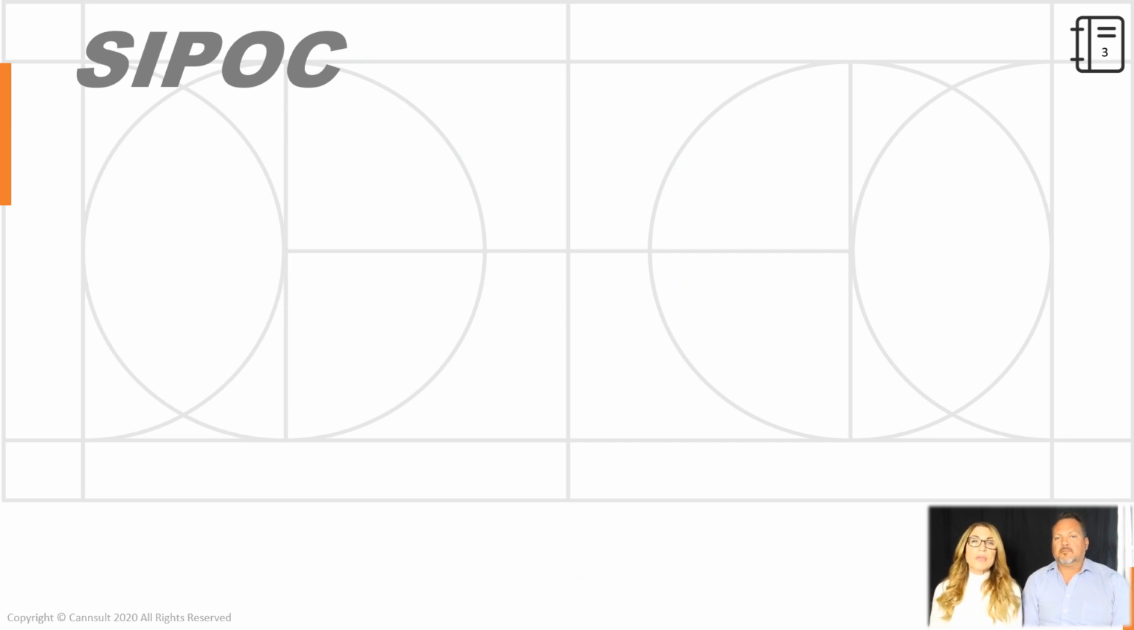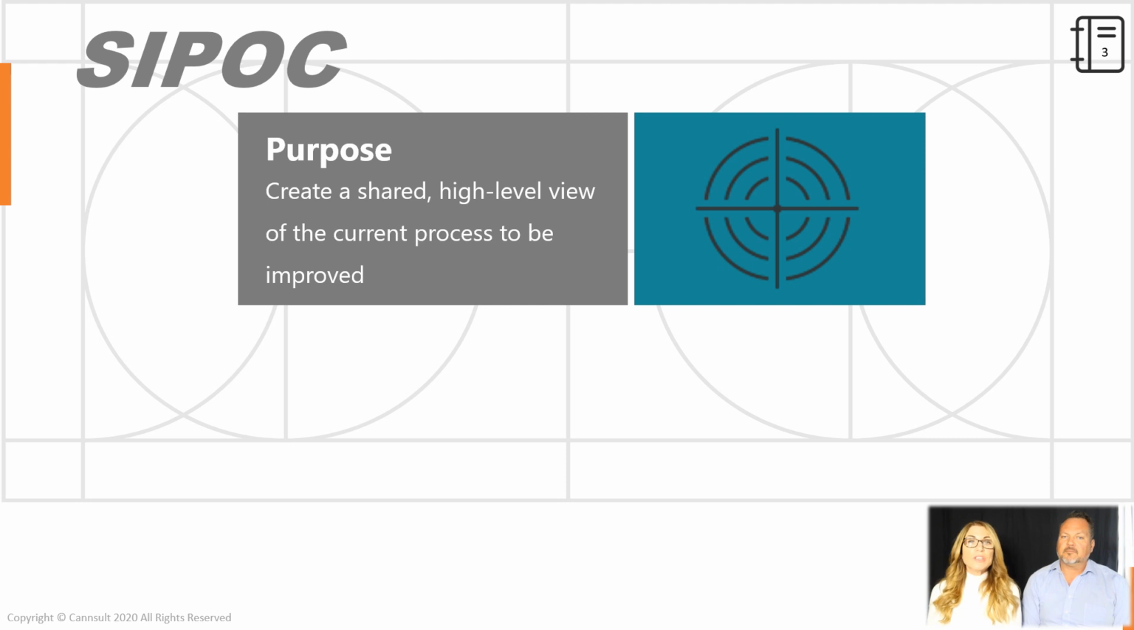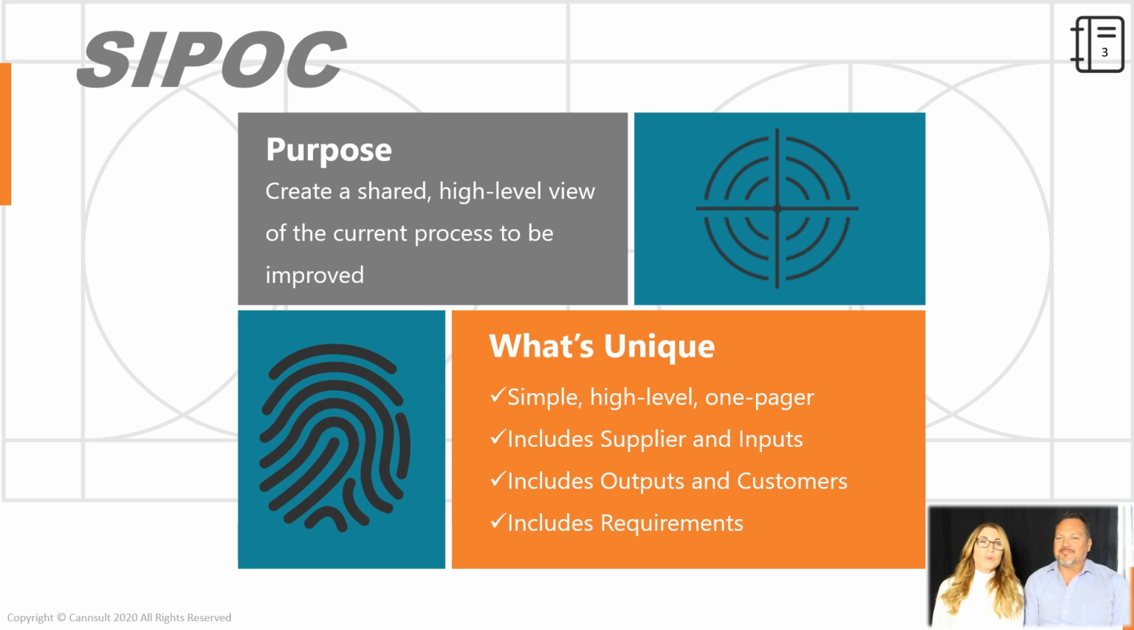And the team will use a map called the SIPOC. This is a small but mighty tool and should be used for every project. If I was stranded on a desert island and could only bring one CI tool, it would be a SIPOC. If my hair was on fire, I'd still do a SIPOC. What's different about the SIPOC from other process maps is that it's high level. It includes the supplier and inputs, as well as outputs and customers, and very importantly, it includes requirements.